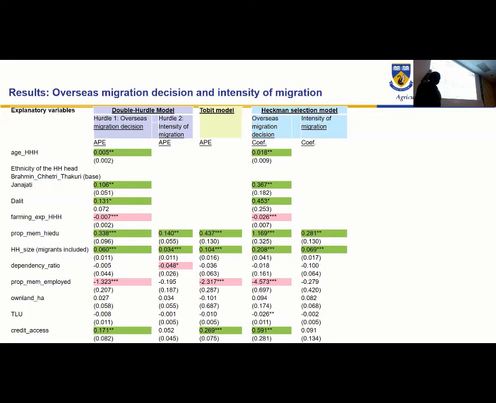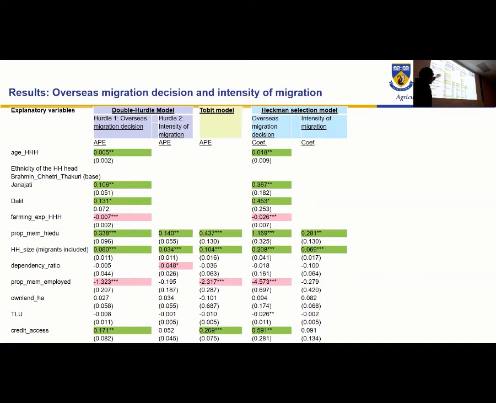Likewise, before sharing the ethnicity of the household, let me share something. Brahmin, Khetri, Thakuri, we have kept as the base category. These Brahmin, Khetri, and Thakuri ethnic groups are in the upper rank in the caste hierarchy in Nepal, and they are non-marginalized groups, and they have the best access to social, political, economic opportunities and rights. Whereas the Janjati are indigenous people, and the Dalit community are marginalized.